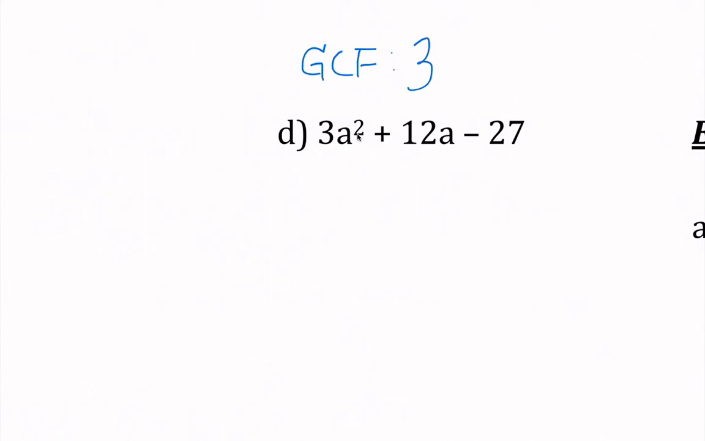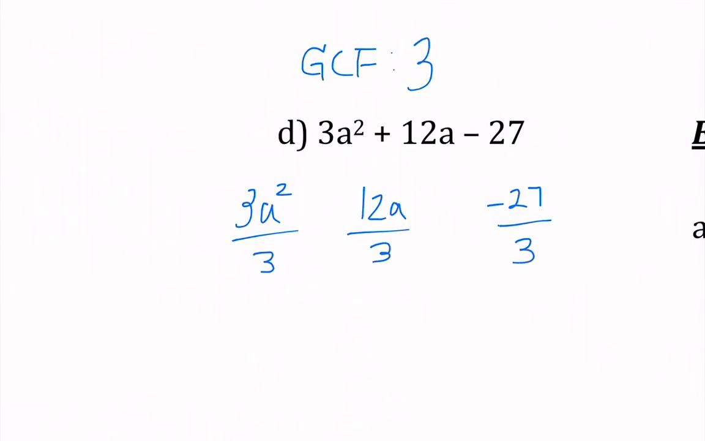Then I have to check for variables. I see A's here, but this guy does not have an A, so they do not all have A in common. So I have to stop at 3. So I'm going to take each one of these and divide by 3. Okay, well, a 3 divided by 3 gives me a 1, so I know those 3's cancel, so A squared drops down.